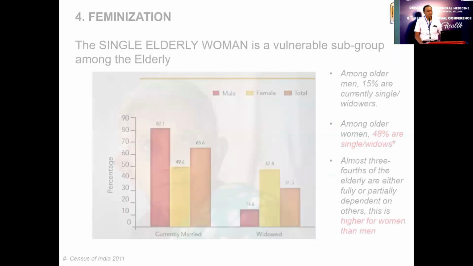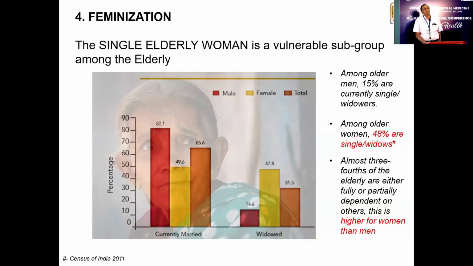And taking this further, if you look at a particular vulnerable group in that population of elders, it would probably be the single elderly woman. Now look at these 2 bullets here. If you consider older men, 15% are currently single or widowers. But if you consider older women, almost half of them, which is 48%, are single. That's obviously because women marry men older than them, and as they move along, the guy falls off, and there's this lady who's there, right? And so this single elderly woman demographic is a particular area of vulnerability among the elderly population, which I think all of us should be very, very concerned about if we are talking about equitable distribution of healthcare in this segment of the population.